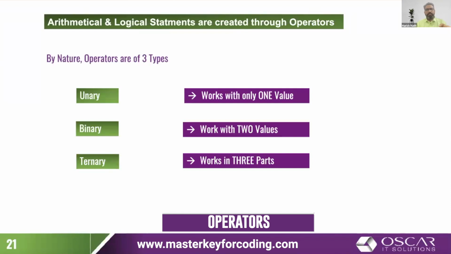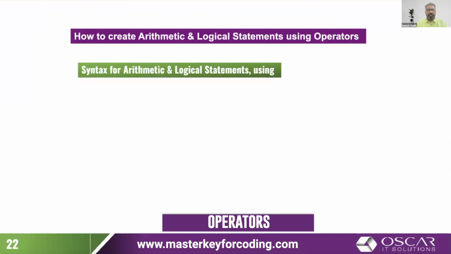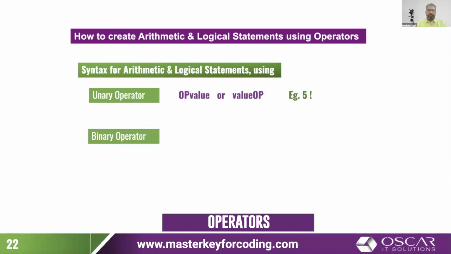We started with this because through this nature, we generate the statements, and for them, we have syntax. So what's the syntax of building an arithmetic and logical statement using a unary operator? The syntax is operator then value, or value followed by operator. For example, 5 factorial: first comes the value, then the operator, or it could also be operator first and then value, depending. For a binary operator, the syntax is quite simple because it works with two values: value 1, operator, value 2. A very simple example is 12 plus 6.